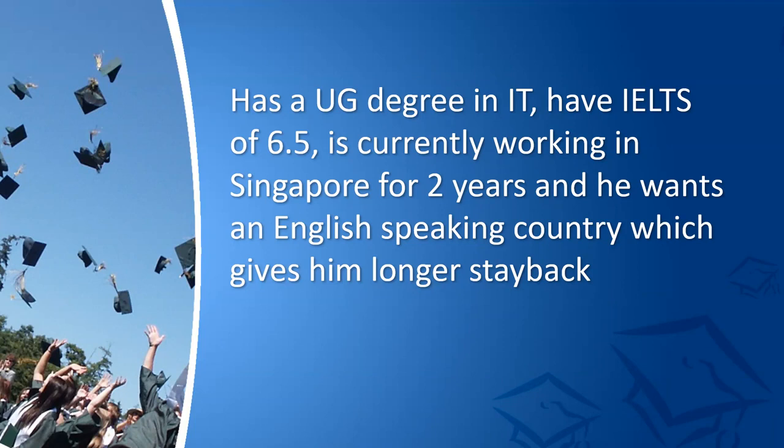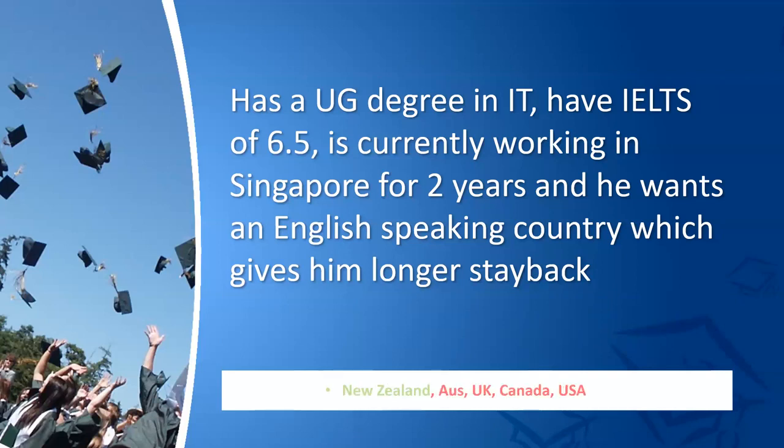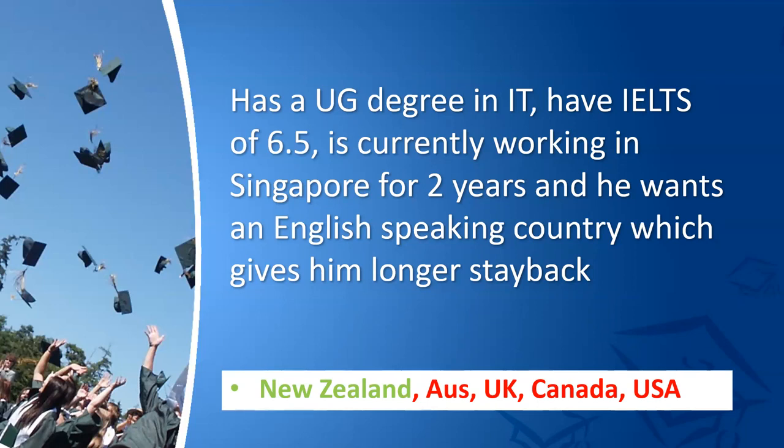Has a UG degree, he's got a good IELTS score, has adequately good work experience, and wants to go to an English-speaking country, which gives him a longer stay back. Australia and Malta. He wants Canada, English. Malta doesn't give you 2 years, ma'am, only 1 year. Australia and Canada. USA also doesn't. But he went to New Zealand.